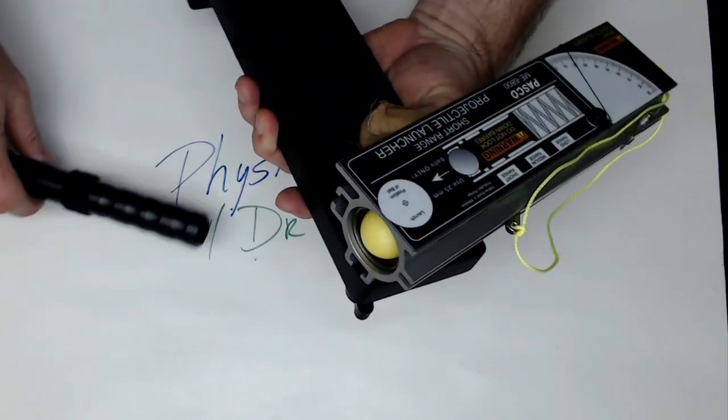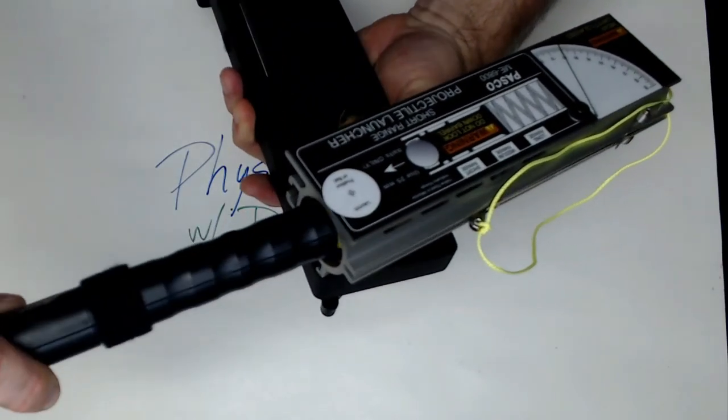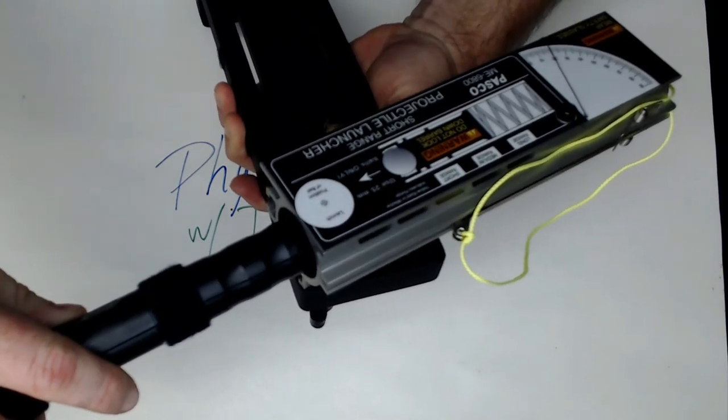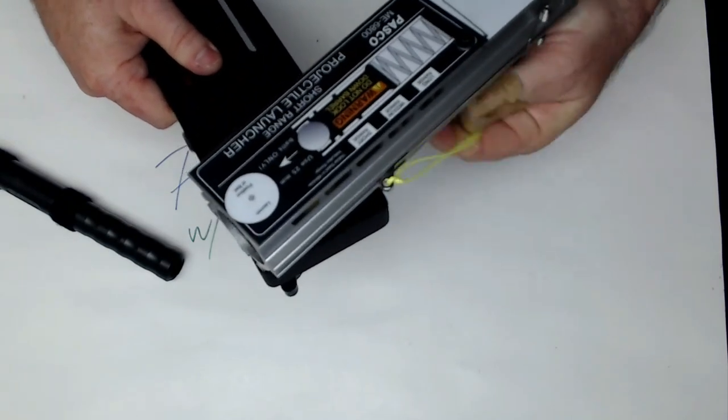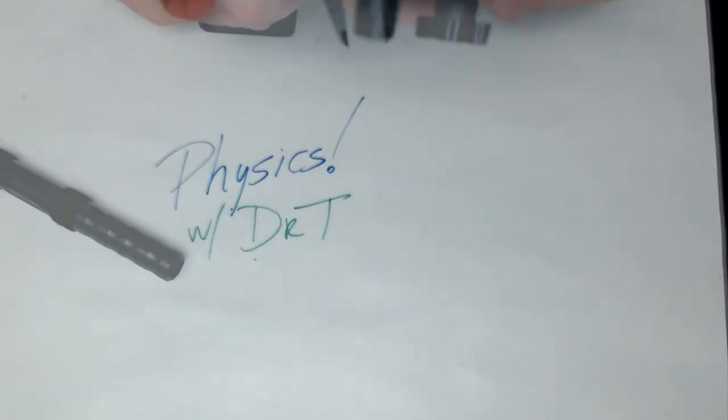So you place this into the launcher, use the packer to push it into place. Remember, the first click is all you need. And then when you're ready, you just simply pull the trigger and it goes flying off.